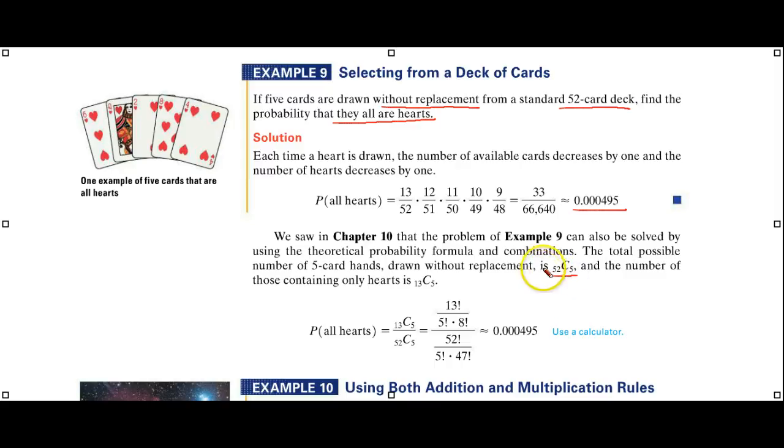combinations, 52 with 5 selected out of that, and then using this, and there is your permutation there, and they show the answers come out the same. Perhaps this way looks a little easier at this stage.